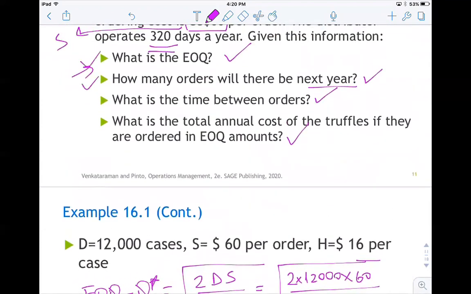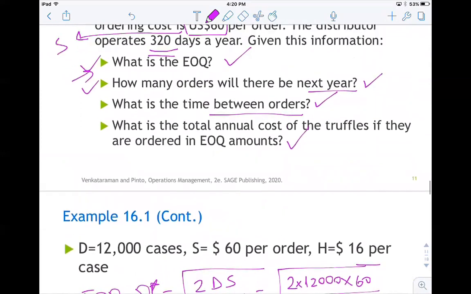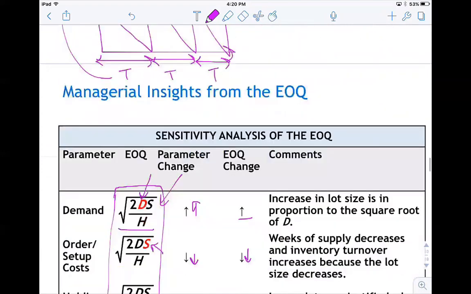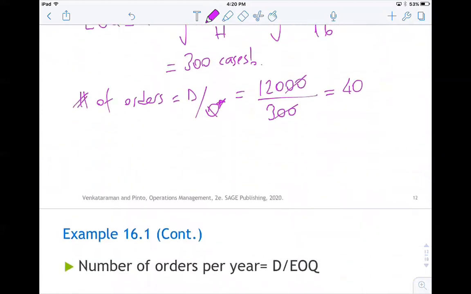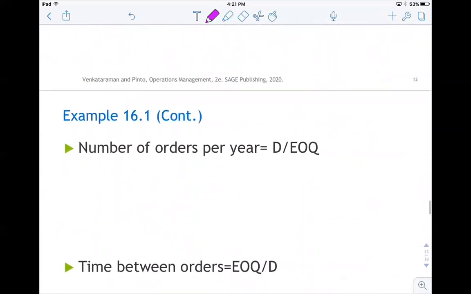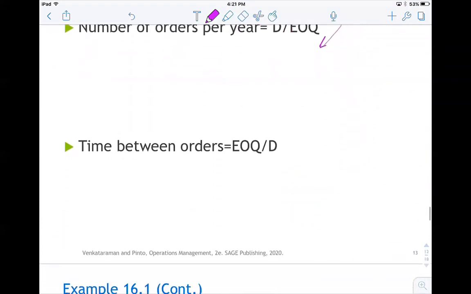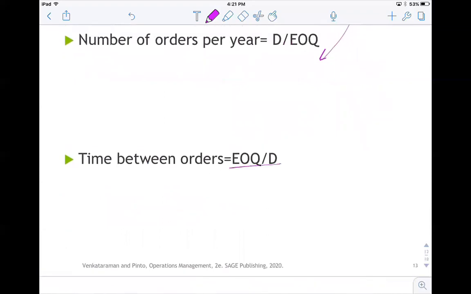Number 3 is what is the time between orders? Remember this one, time between orders, we were able to calculate it as EOQ divided by D. We'll have to be just a little bit careful. We already did D divided by EOQ here; this is the number of orders. Time between orders is EOQ divided by D, and our EOQ is 300. Our demand is 12,000, right? So this should give me 0.025 year. So the time between orders should be 0.025 year.